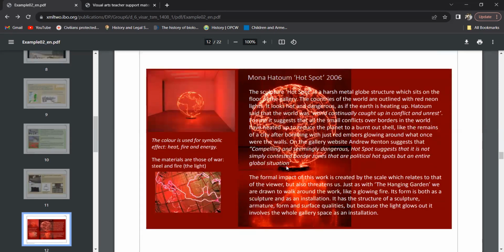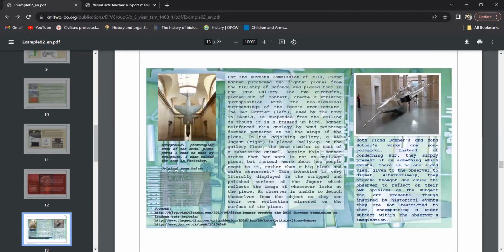Here's another work of hers. We've got a good description here, good use of connotations. Another work here by Fiona Banner. So purchasing of two different military aircrafts, which is wow, that's impressive dedication to the work. Got a good description here of both of them.